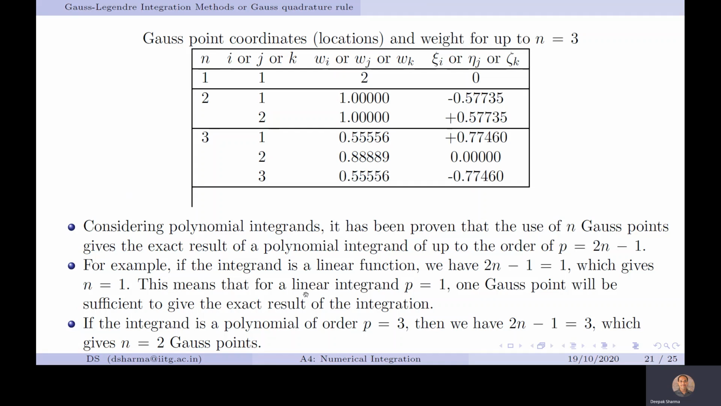Meaning that if we have a linear function, putting 2n minus 1 equal to 1 means n equals 1. It says that for a linear integrand, 1 Gauss point will be sufficient to give the exact result of integration, which is a very good property here. If we have an order of 3, then we need 3 Gauss points to find the integral here.